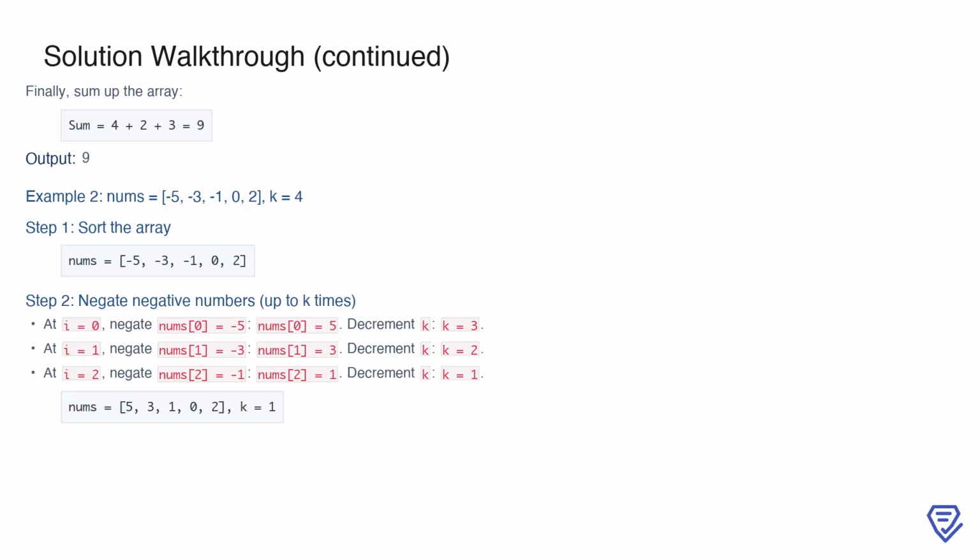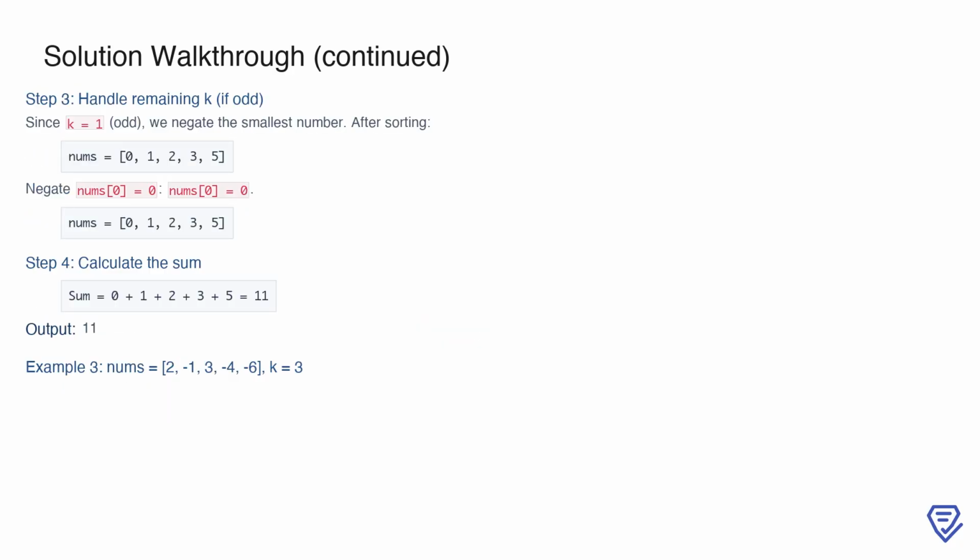At index 0, we negate -5 to make it 5, reducing k to 3. At index 1, we negate -3 to make it 3, reducing k to 2. At index 2, we negate -1 to make it 1, reducing k to 1. At this point, we have the array 5, 3, 1, 0, 2, with k equals 1.